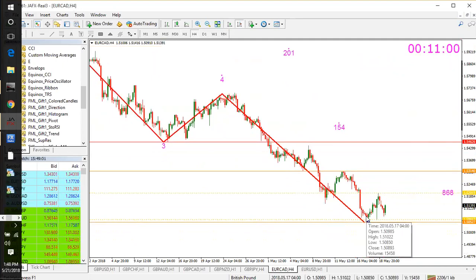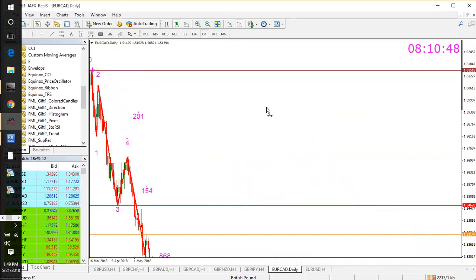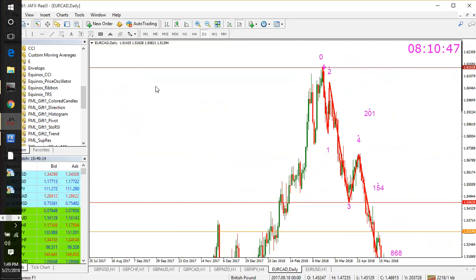So what are we expecting? This is why I call Euro-Canada a buy, a long-time buy. You can see, what are we expecting? We're expecting a very huge retracement to at least the 50%. Let me go back. Let me come back again.